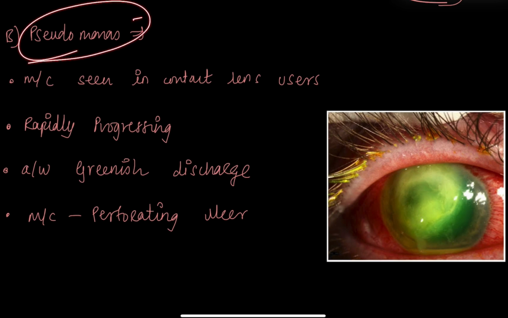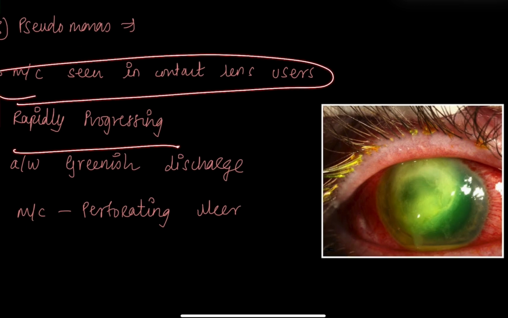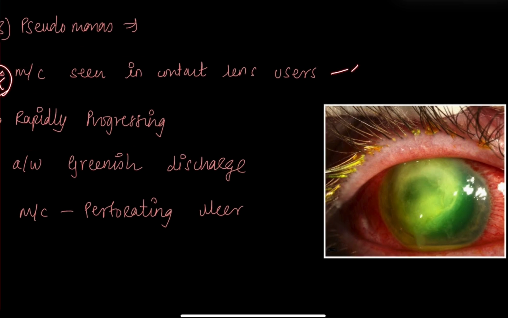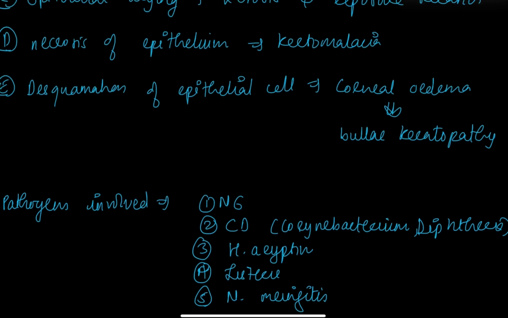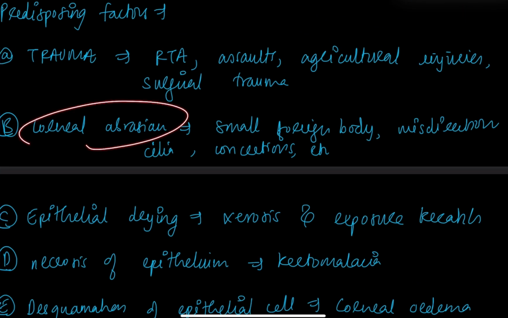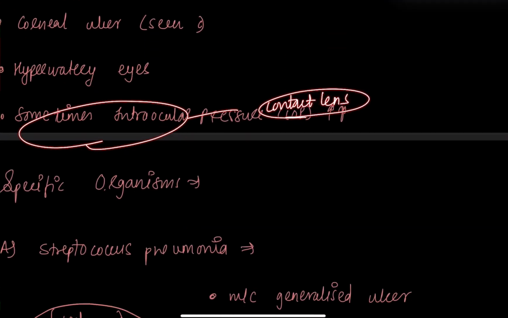Second is Pseudomonas. Everyone knows from second year microbiology that Pseudomonas is green in color. It is associated with greenish discharge. It is rapidly progressive and most commonly seen in contact lens users. This is one of the most important topics, one of the most important NEET MCQ questions which can be asked: what is seen mostly with contact lens users? We saw corneal abrasion earlier, and there you can also write contact lens. Contact lens can also cause corneal abrasion. Sorry for missing that point.